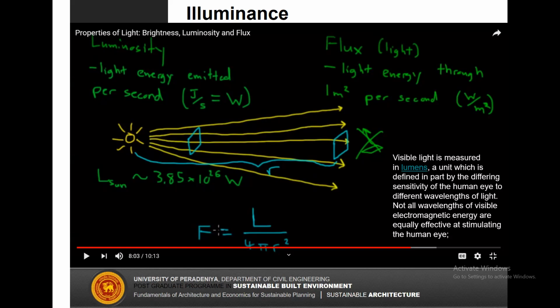So the visible light is not measured in joules, therefore there's a different unit for that, which is called lumens. Okay, so that is the difference between joules and lumens. Lumen represents only the visible light energy quantity. So that is lumens.